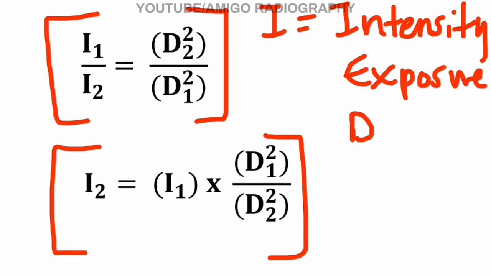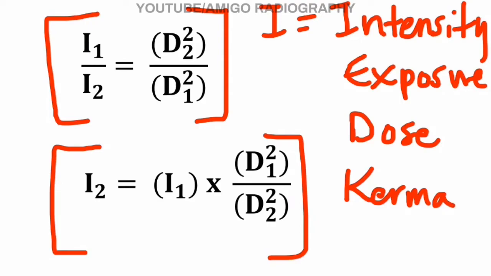I can be equal to dose, and you can even use I as being equal to kerma. And so anytime you see a mathematical problem that refers to intensity, exposure, dose, or kerma, and the distance is changing, the inverse square law might be useful to you in solving that problem. And so let's look at a few sample problems.